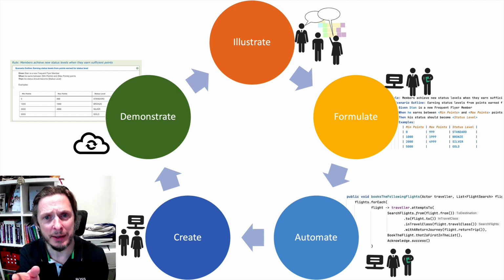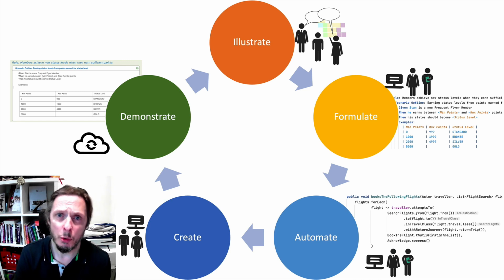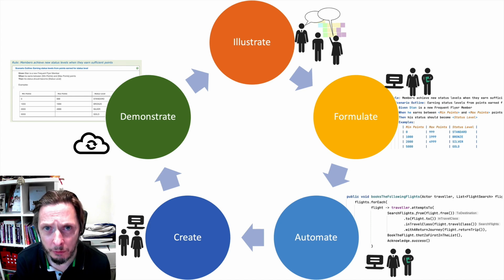And then we can go back to the illustrate phase if we need to, or we can just pick up another example and continue on with the formulate, automate, continue on with the cycle. So that in a nutshell is the BDD flow. And what I want to show you in the following modules is some real examples of how you actually implement this, of just some concrete cases. We'll walk through an application and we'll see what this looks like in the real world.